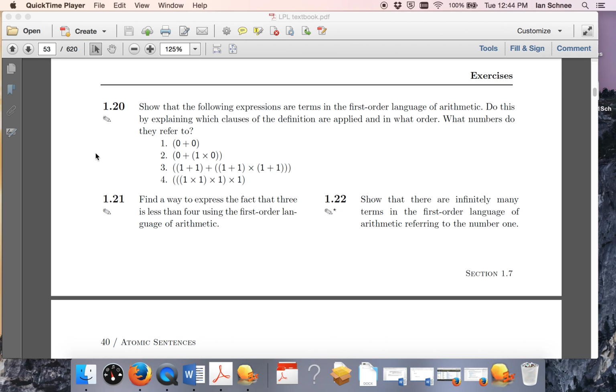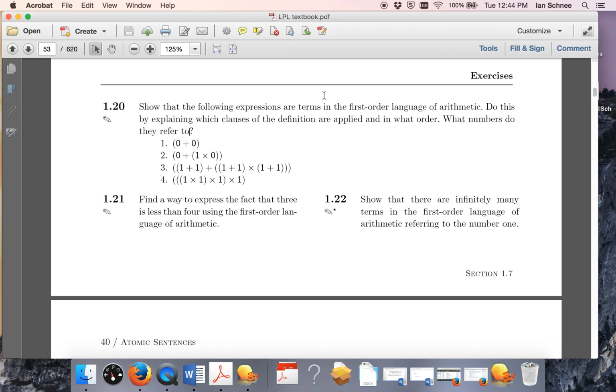Hello class, this is a video on exercise 1.20 from the first problem set. The directions in the book aren't very clear on how to approach this problem, so in this video I'm going to explain exactly how you're supposed to answer this, and what we're going to be looking for when we grade it.